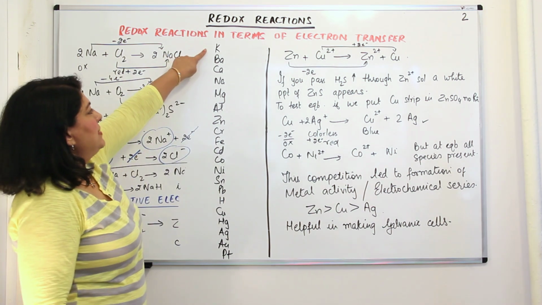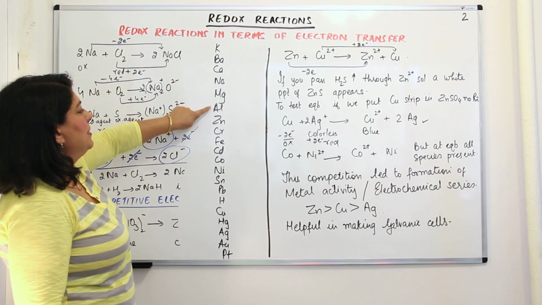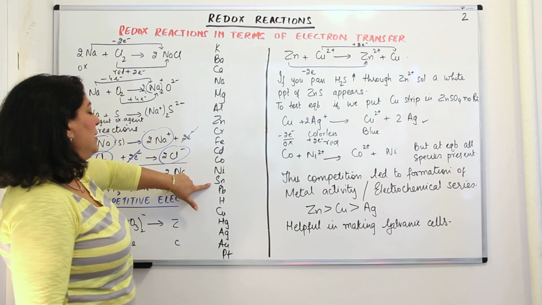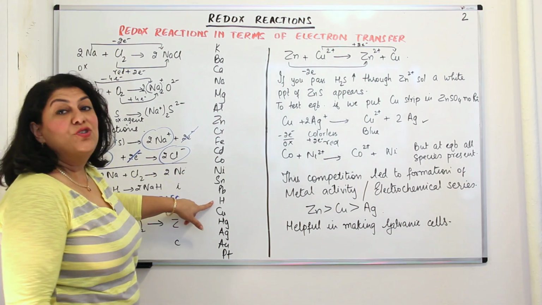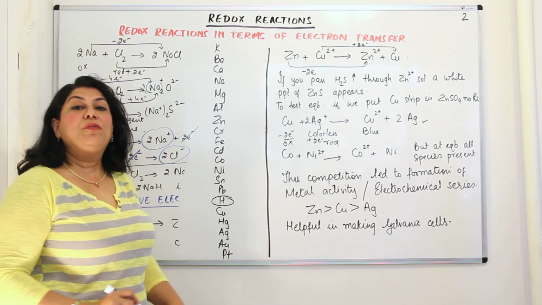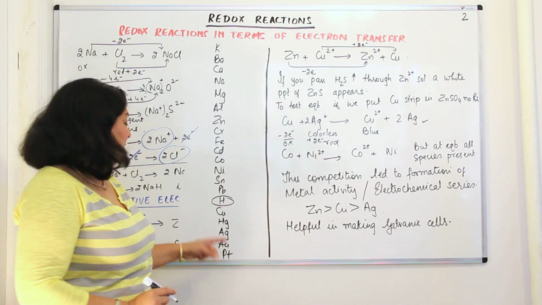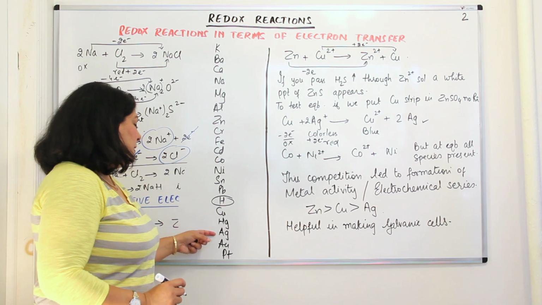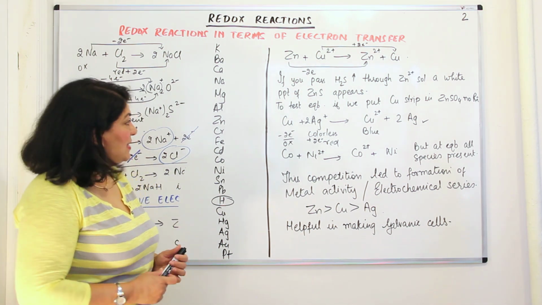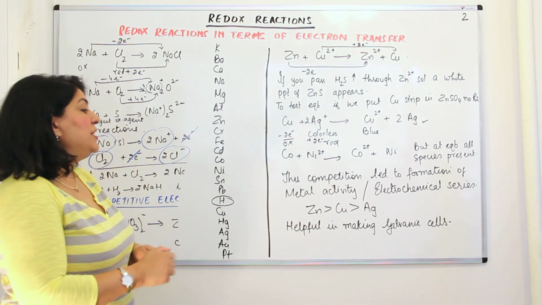Potassium, barium, calcium, sodium, magnesium, aluminum, zinc, chromium, iron, cadmium, cobalt, nickel, tin, lead, hydrogen. Hydrogen is the only non-metal which is present in the electrochemical series. Then comes copper, mercury, silver, gold, and platinum. So this is the series or the activity series of metals.